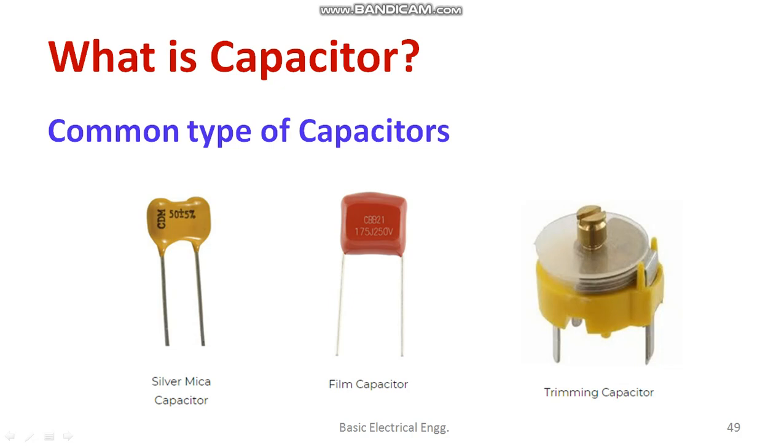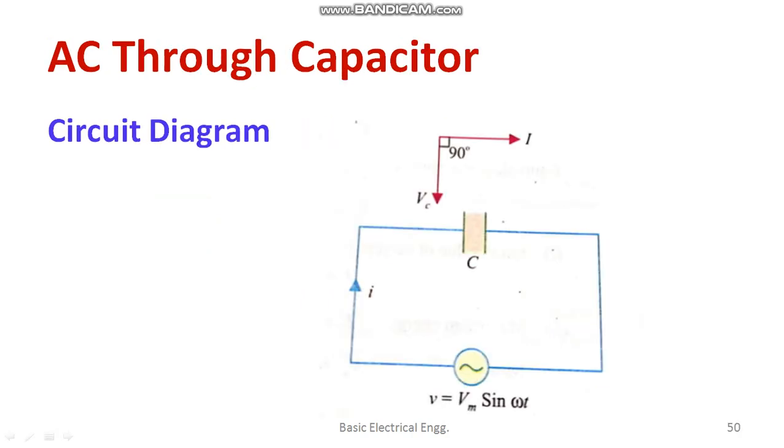Then there are many more varieties such as silver mica capacitor, film capacitor, trimming capacitor, etc. Paper capacitor, many are available. So I have given brief information about capacitor. It is used for storing the charges. It stores charges from the electric field, and it does not dissipate energy. It's a passive device as well.